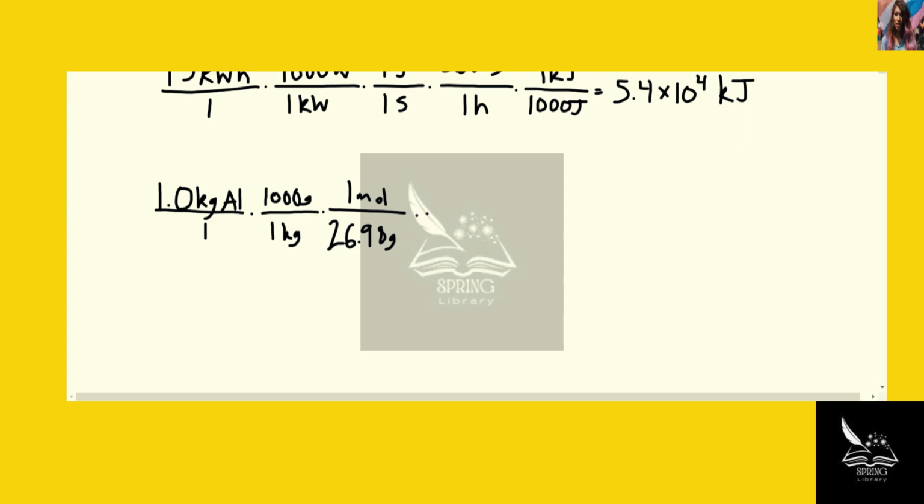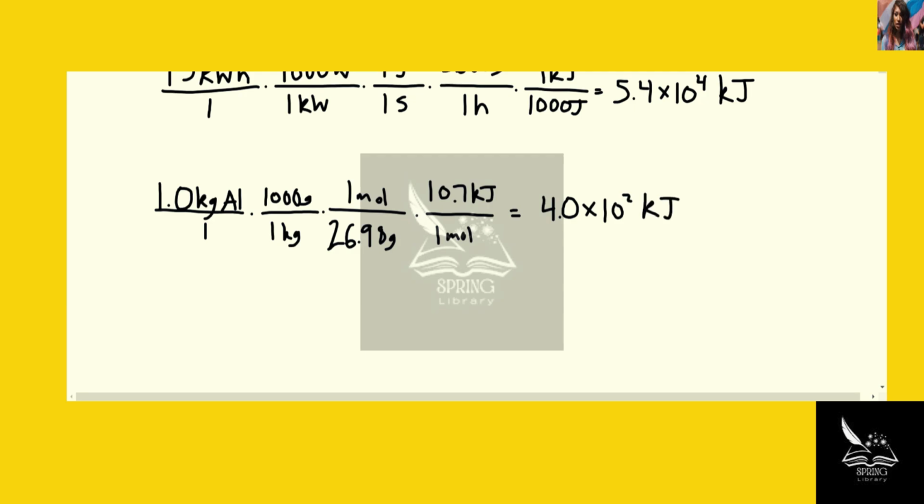And now from the enthalpy of fusion, we see that for every 1 mole of aluminum that we melt requires 10.7 kilojoules of energy. So that comes out to about 4.0 times 10 squared kilojoules.